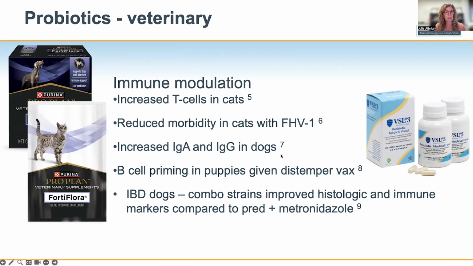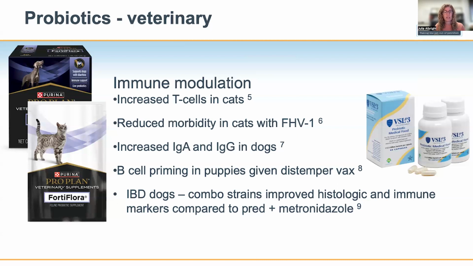Like Dr. Lappin at Colorado State found that giving FortiFlora alone had some enhanced T cell effects in cats. He also has a colony of cats with feline herpes virus 1, and it was shown to decrease the morbidity in those cats when they were given FortiFlora with their meals. Other studies, just briefly, showed some puppies had higher levels of IgA and IgG, specific, I believe, to the distemper vaccine. And then also B cell priming in puppies given that distemper vaccine.